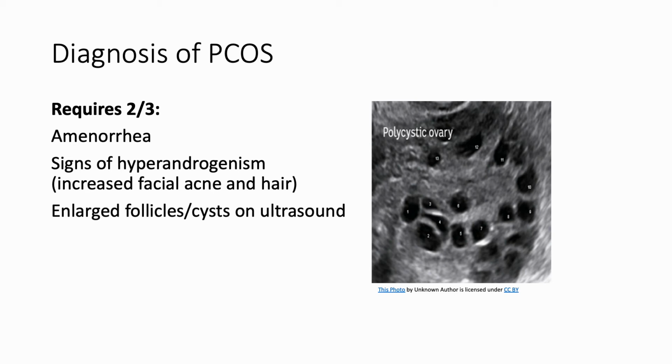For the diagnosis of PCOS, there requires 2 out of 3 of the criteria. So the first is amenorrhea, which we just talked about. The second is signs of hyperandrogenism, which would be increased facial hair, increased acne. And then the third is enlarged follicles or cysts seen on ultrasound, which is shown in the image.